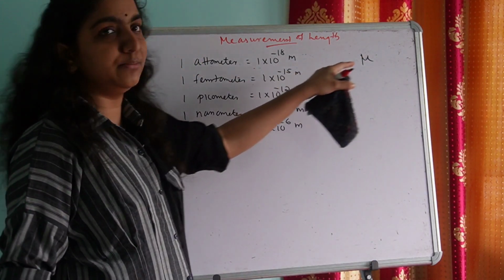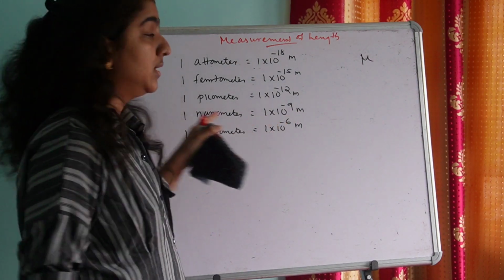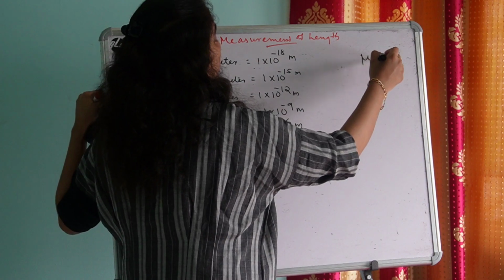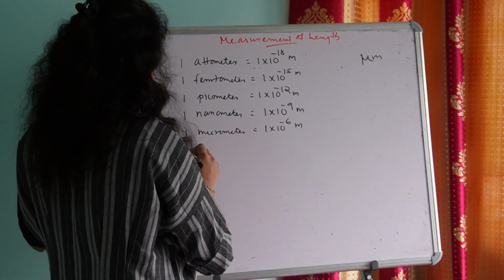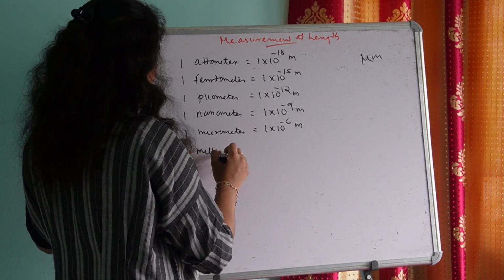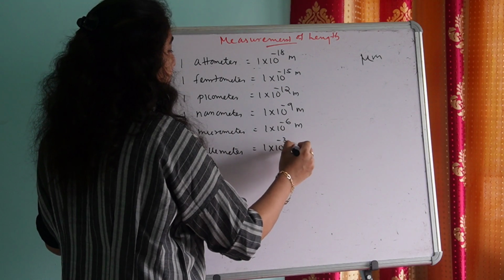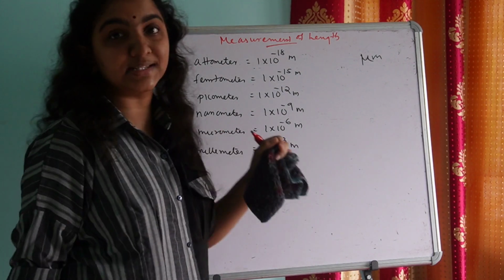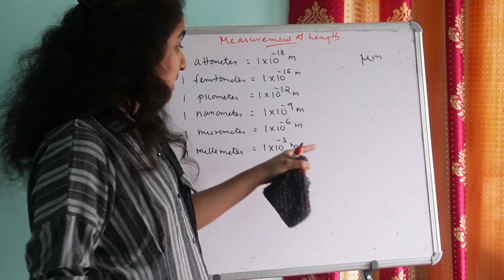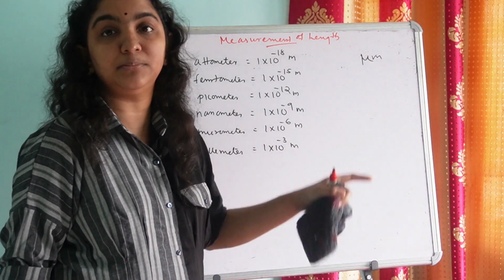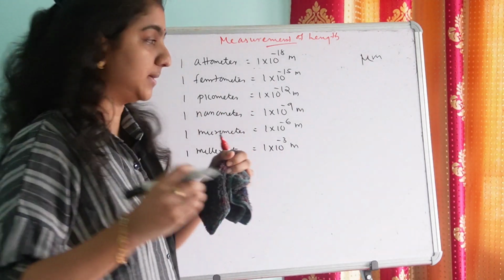We use the symbol mu for denoting micro. So if it is given mu meter, what does it mean? It means micrometer. 1 millimeter is equal to 1 into 10 power minus 3 meters. So using a meter scale, we could measure a minimum length of 10 power minus 3 meter. It means we could measure a minimum length of 1 millimeter.